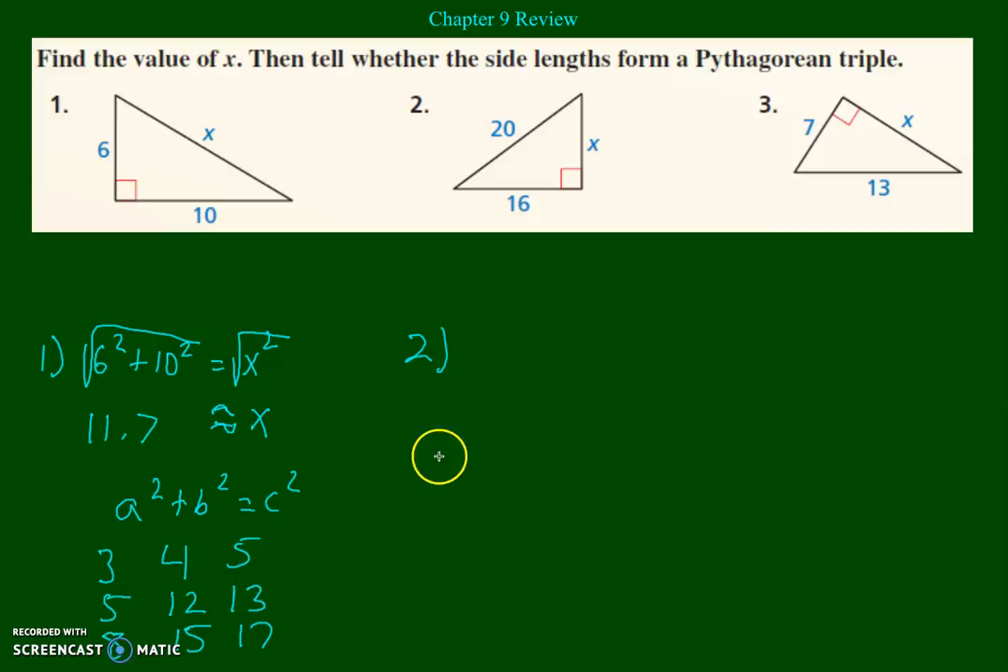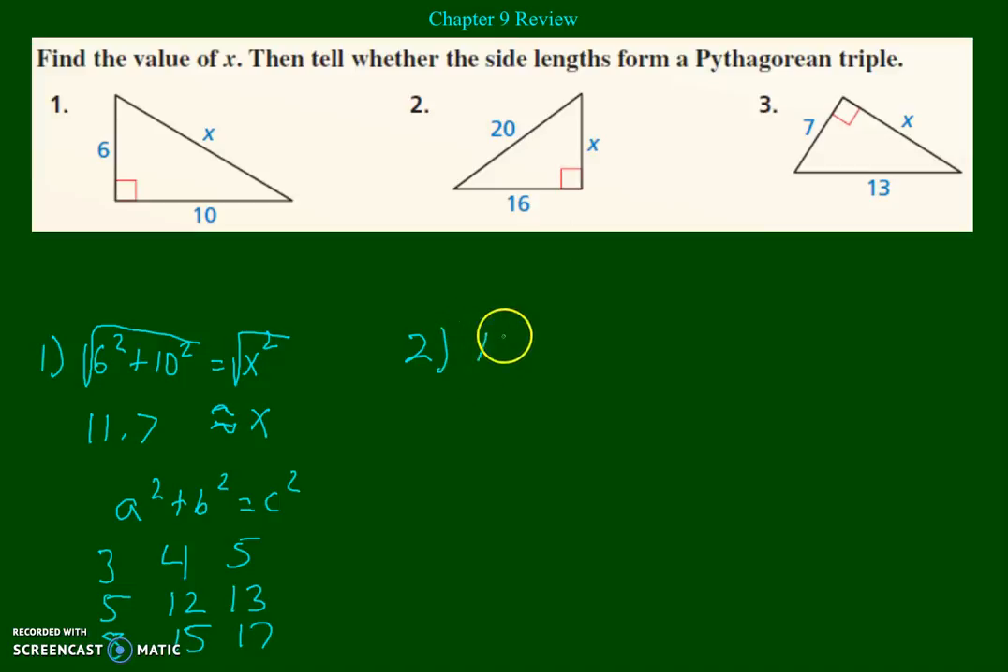So one of the tricks is to take a look at the 2 sides that they give you and see if they have a common factor. In this case, there's a common factor of 4. 16 divided by 4 is 4. 20 divided by 4 is 5. So that looks like it's going to be a 3, 4, 5 Pythagorean triple, which would mean this side would be 3 times 4. Let's see if we're correct.